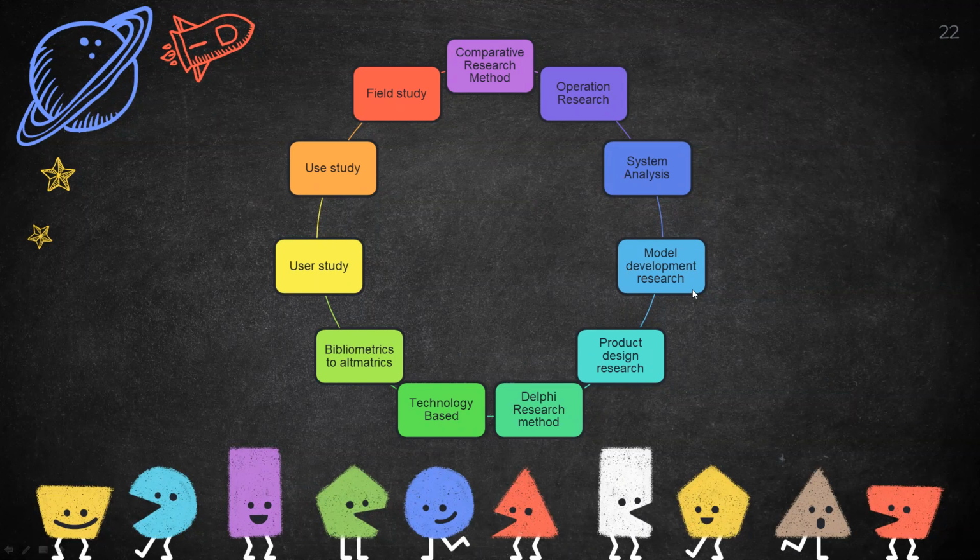Like we are also creating some library networks within a local area. So that will also be model development research. We are creating some type of model, and through this model anybody can implement it in the library. You can say that it is just ideal model development. Okay. Then product design research.